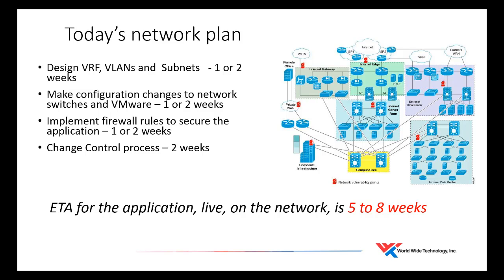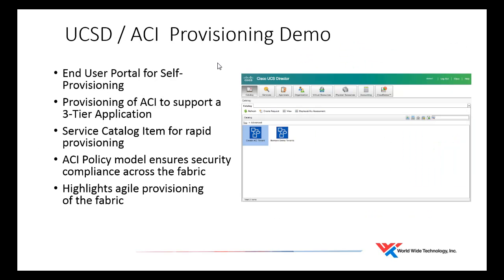Make the configuration changes to the network switches in VMware, another 2 weeks. We need to implement the firewall rules to secure the application, another 1 to 2 weeks. And then of course we have the change control process, which could take up to 2 weeks. So typically the ETA for the application live on the network is going to be approximately 5 to 8 weeks.